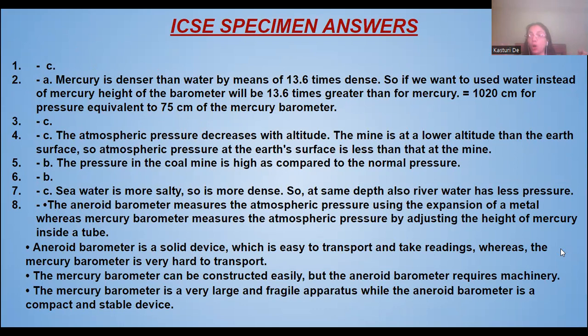So if we want to use water instead of mercury as the barometer liquid, the height will be 13.6 times greater than that of mercury. That is, 75 multiplied by 13.6, which is 1020 centimeters, for the pressure equivalent to 75 centimeters of mercury. That is the reason that if we use water, the reading will give you 10.2 meters.